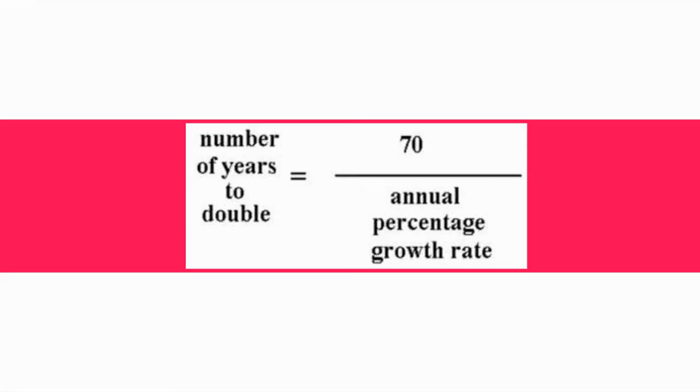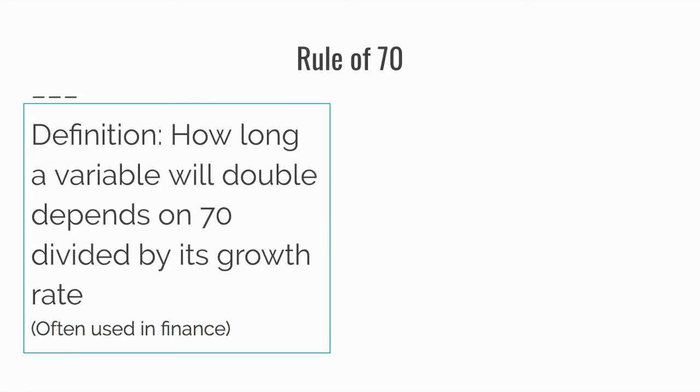Okay, back to the rule of 70. Here's the formula for it. You use it to figure out how long it will take a variable to double. It's often used in finance for a variety of numbers and not just in macroeconomics to measure economic growth. But by definition, it's just how long a variable will take to double, which depends on 70 divided by its growth rate.